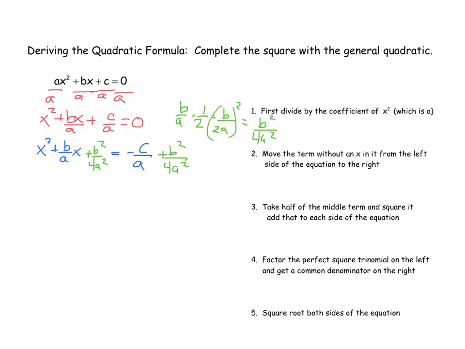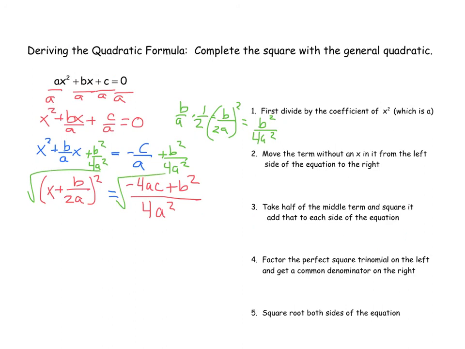Don't worry if this looks hard to factor. Remember that parentheses are going to go to parentheses. So this is just going to be x plus b over 2a squared equals, on the right side I'm going to get common denominators. So my common denominator is 4a squared. So I'm looking at negative 4ac plus b squared. Maybe that's starting to look familiar.